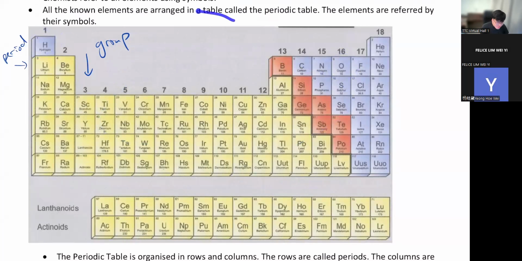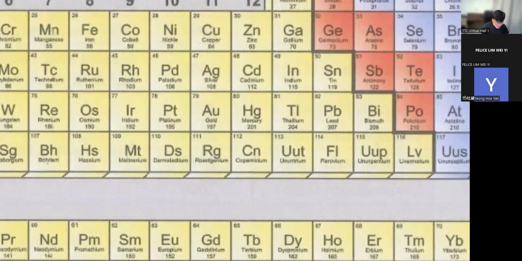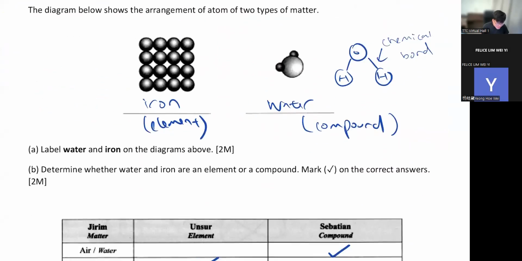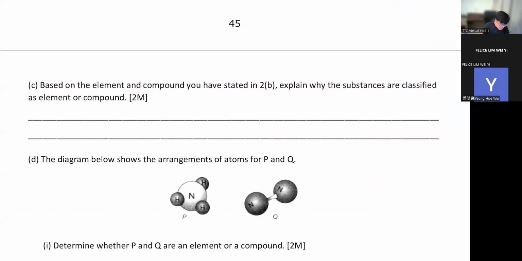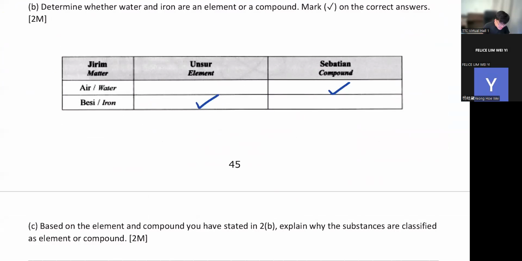Everything here is element. Element like gold. Gold is an element, one of the most expensive elements. Gold, silver. So that's your element. Pure gold is element. Based on the element and compound you have stated, explain why the substances are classified as element or compound. Okay, why is this?